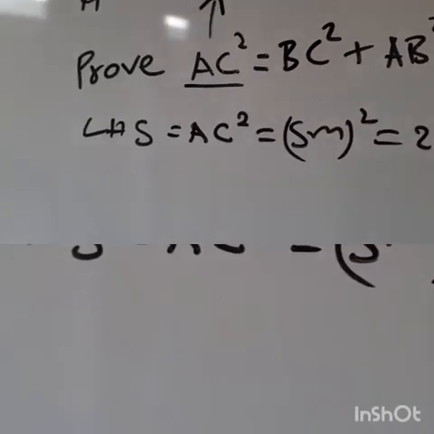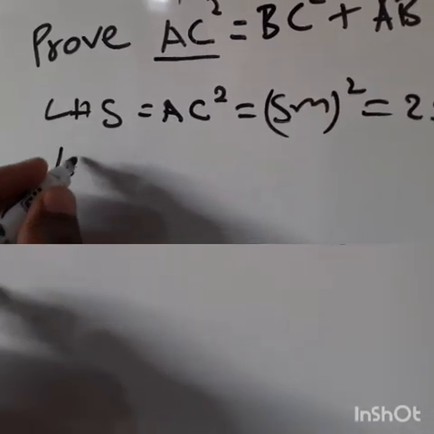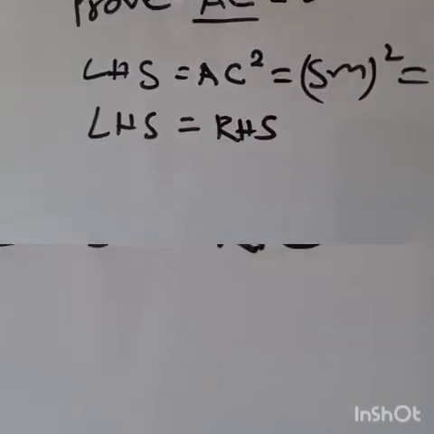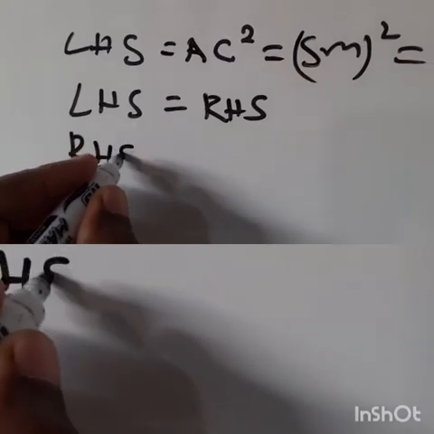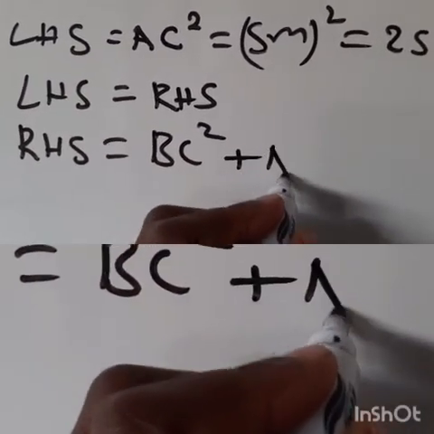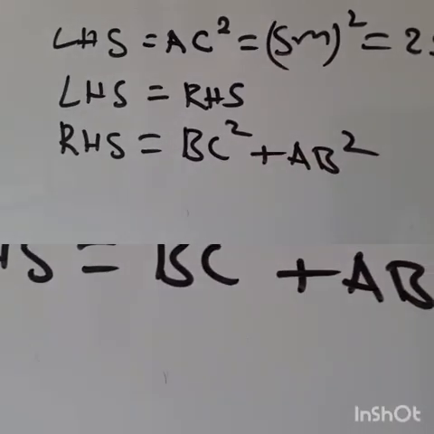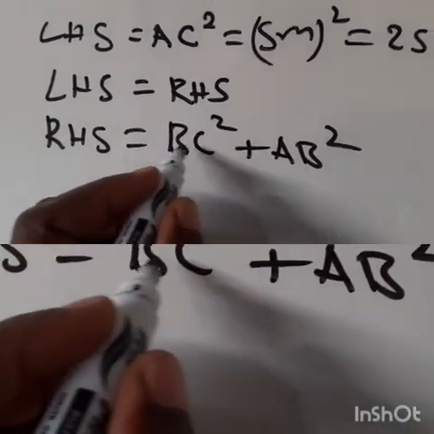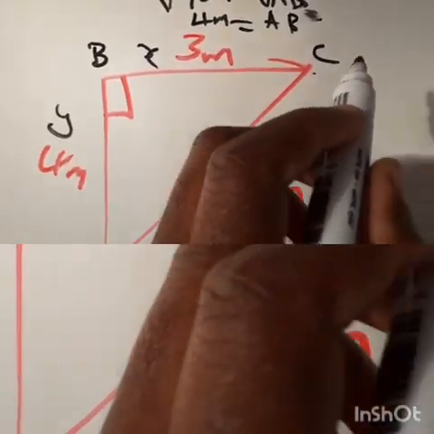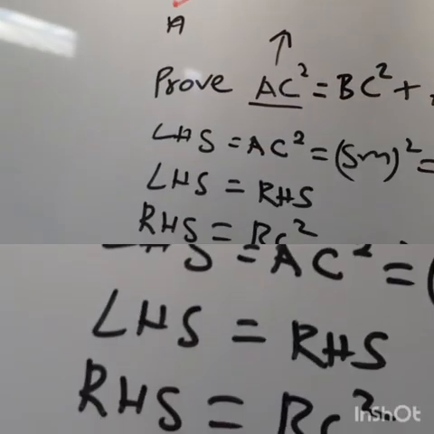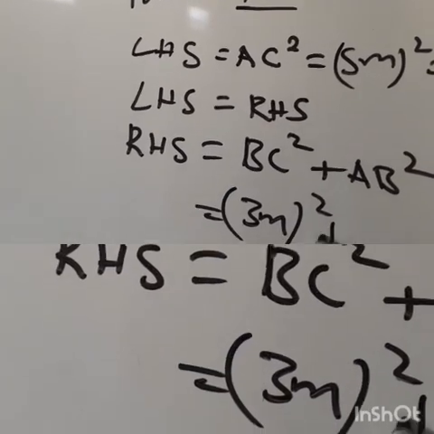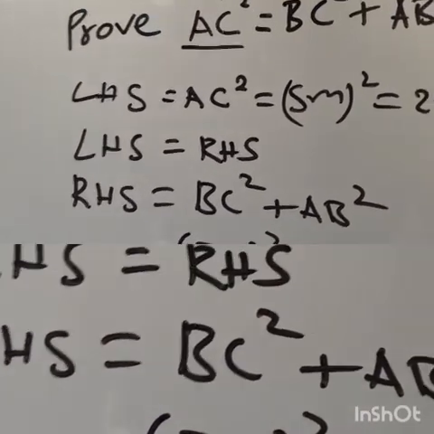So now, in order to prove this, the left hand side must equal the right hand side. Okay, so now I'm working out the right hand side. My right hand side is equal to BC squared plus AB squared, right? Now, the line BC is represented by 3 meters. Therefore, I have my 3 meters squared.